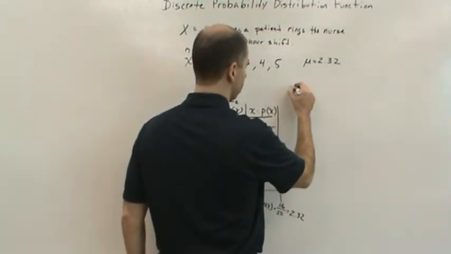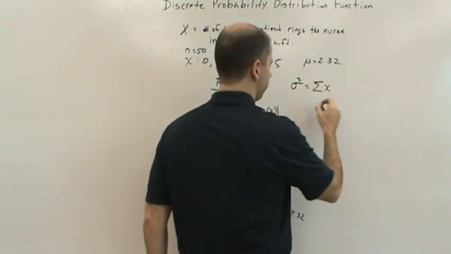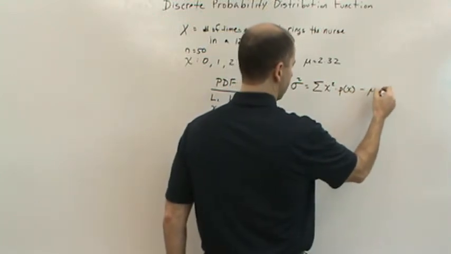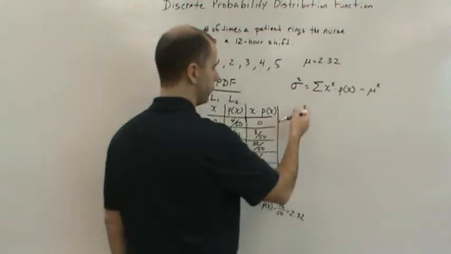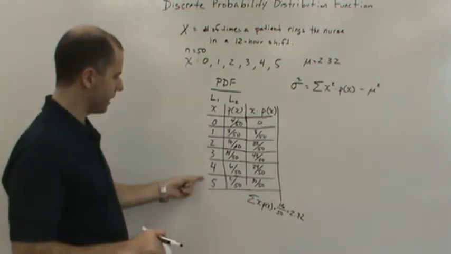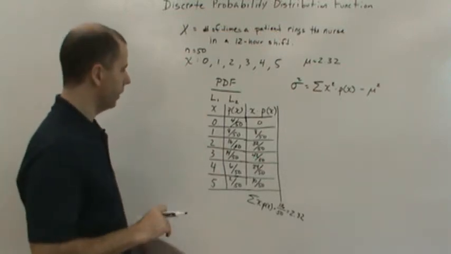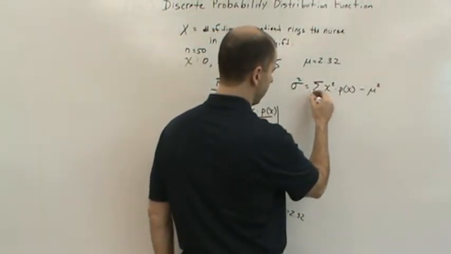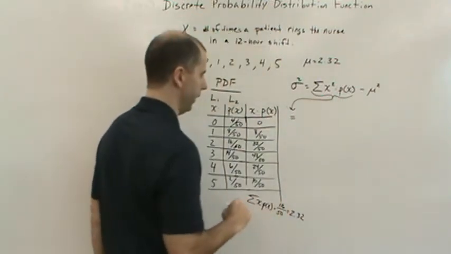So the variance is equal to the summation of x squared times p of x minus mu squared. Well, we know what mu is, so we got the second piece. Now all we have to do is figure out this piece. Well, all we're going to do is do the same thing, but we're going to square the x values first. Okay? So we're going to take this piece here, and we're going to go right here. So this piece is going to equal what?